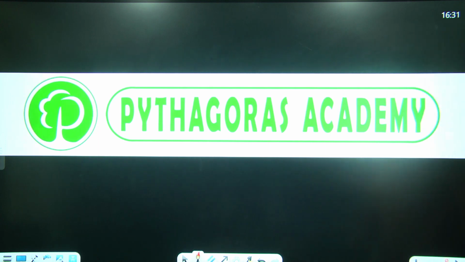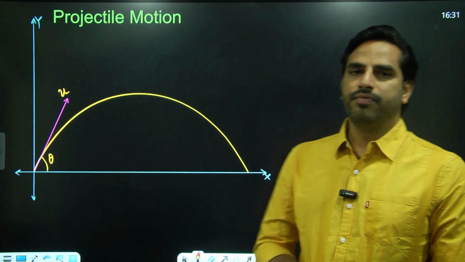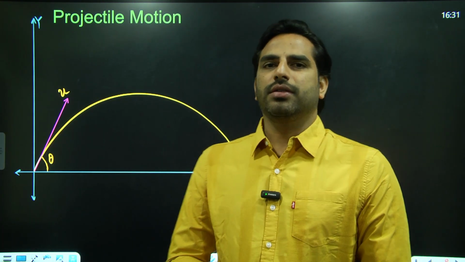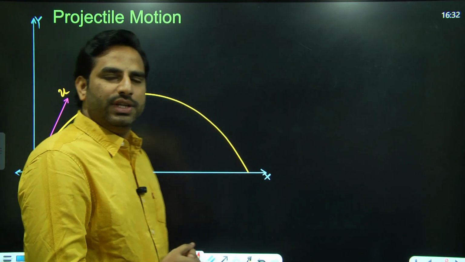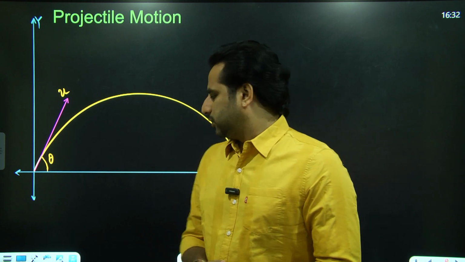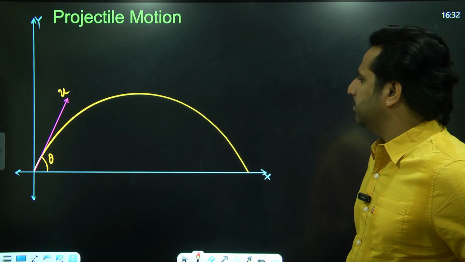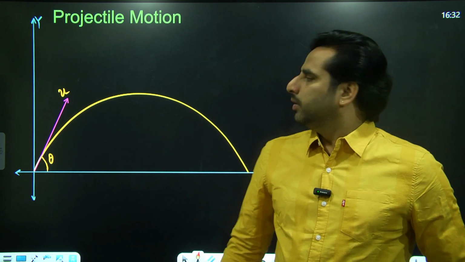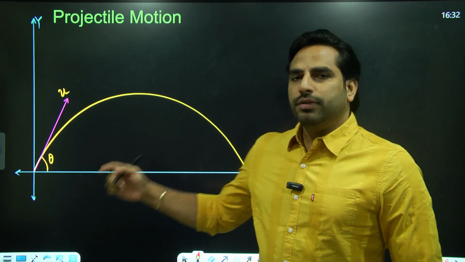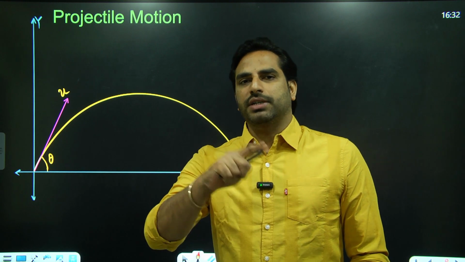Let me give you an example of projectile motion. Projectile is a body which is thrown with some initial velocity u at some angle theta with the horizontal. So it executes two-dimensional motion, a parabolic path as shown in the figure. We can mathematically prove that the trajectory of the projectile is a parabola.